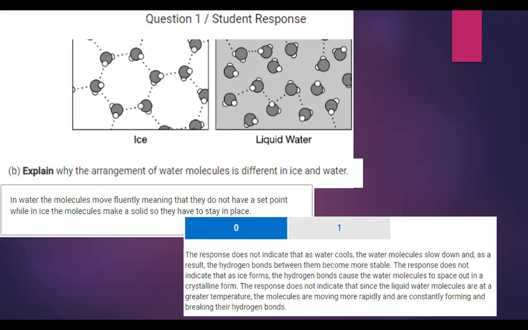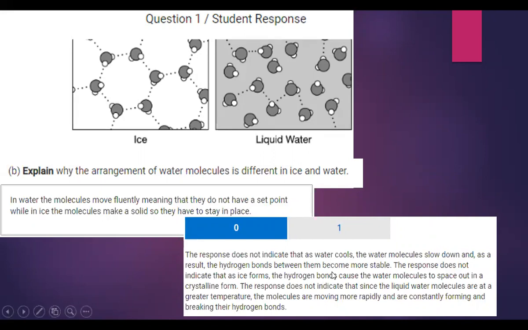All right, in water, the molecules move fluently, meaning that they do not have a set point, while in ice, the molecules make a solid, so they have to stay in place. We're looking for energy levels in the molecules, so either moving faster or higher energy in the liquid, lower energy, moving slower in the solid, hence staying in place. So this person did not get a point.